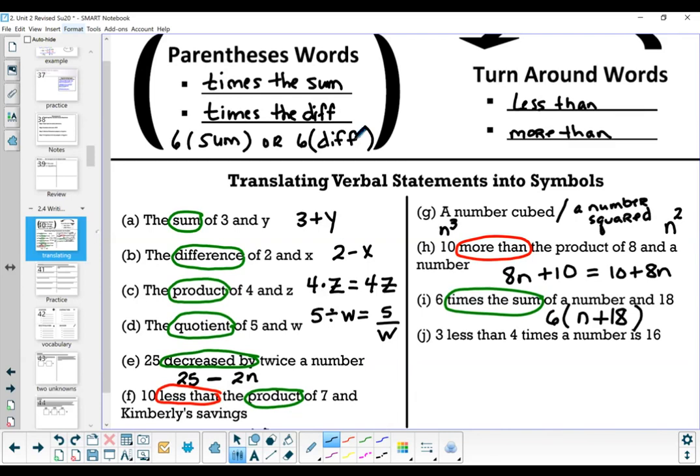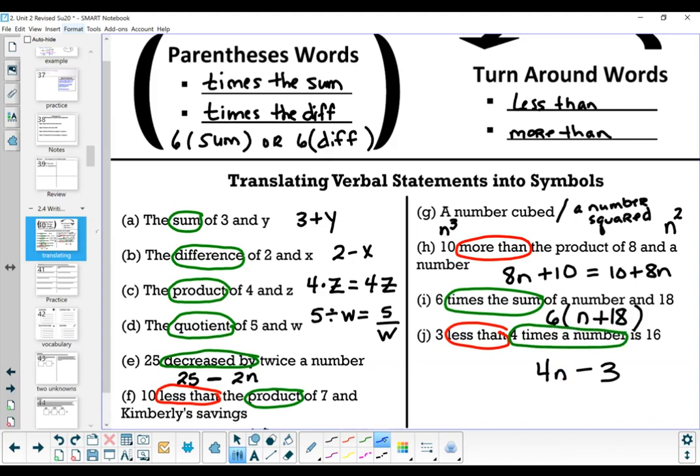Okay, now J, the wording changes a little bit, so don't confuse I with J. You have 3 less than. That's our turnaround word. 3 less than. That means minus 3 from what? 4 times a number. So 4 times a number. That's our multiplication.